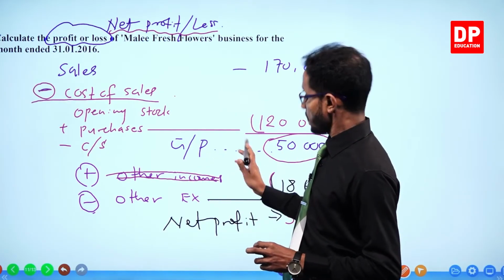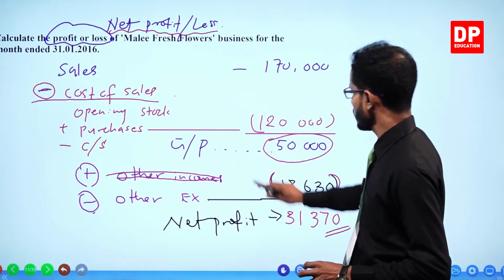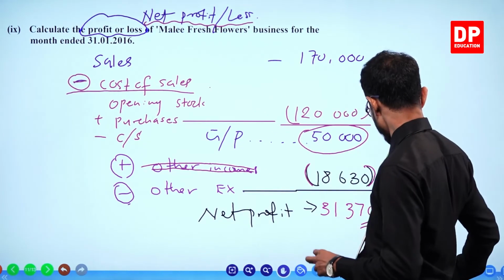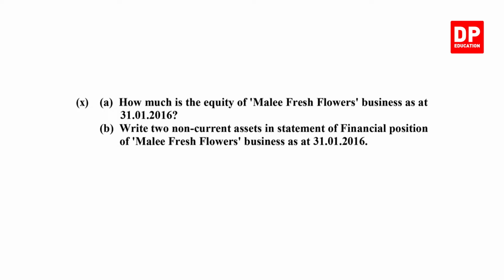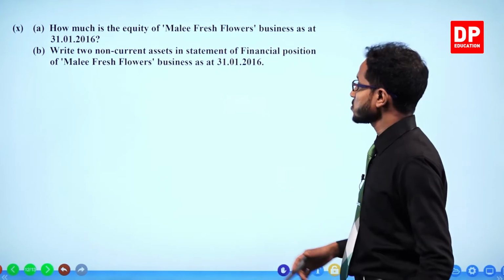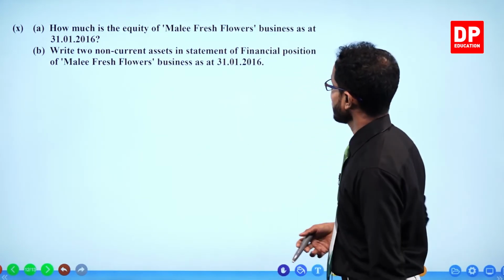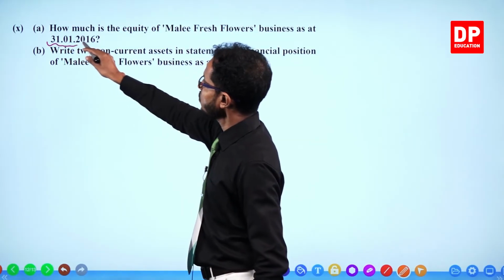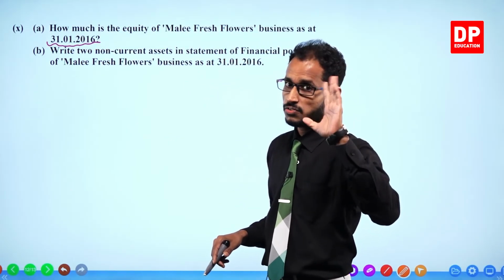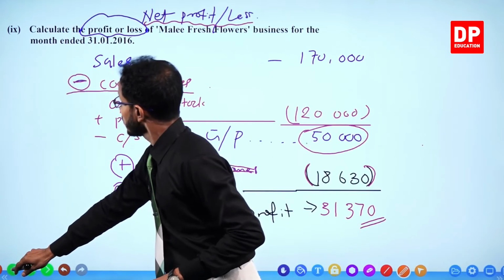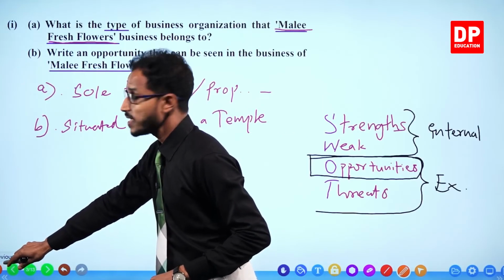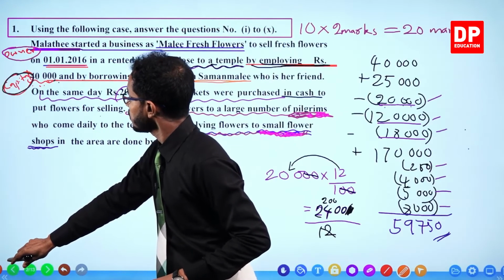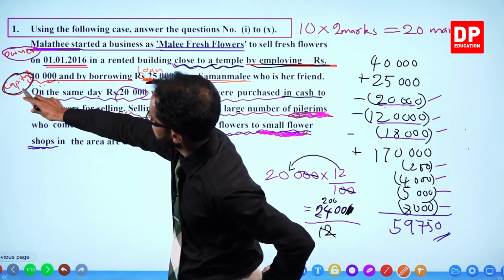Now, are we done with all the questions? No, this is the 9th question. We have one more. Right, finishing with the last part. How much is the equity of Marley Fresh Flowers? Equity they are asking, 31st January, that means, children, end of the January month. We know the opening capital, opening equity, we already marked it. It's here, the opening equity.